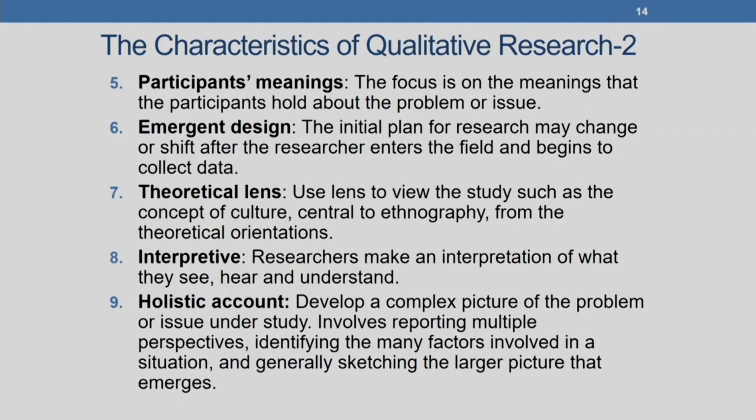The theoretical lens: qualitative researchers use lenses to view the study, such as the concept of culture, which is central to ethnography, from the theoretical orientations. Interpretative: I will not elaborate further on this because we have discussed this in detail in previous classes, but the researchers make an interpretation of what they see, hear and understand. And finally, they develop a complex picture of the problem or issue under study, and it involves reporting multiple perspectives, identifying the many factors involved in a situation, and generally sketching the larger picture that emerges.